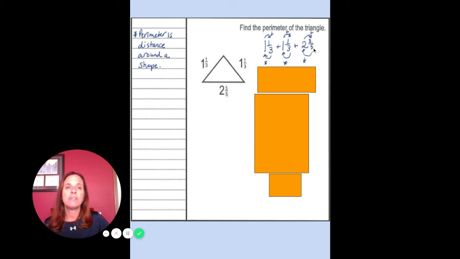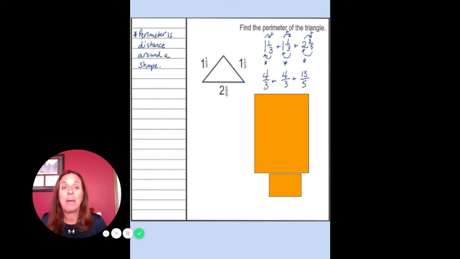2 3/5: 5 times 2 is 10. And then we're going to add that product to the numerator. 10 plus 3 is 13. 13/5. So when you get an improper fraction, the multiplying and adding changes your numerator. Your denominator stays the same. So 1 1/3 plus 1 1/3 plus 2 3/5 becomes 4/3 plus 4/3 plus 13/5.